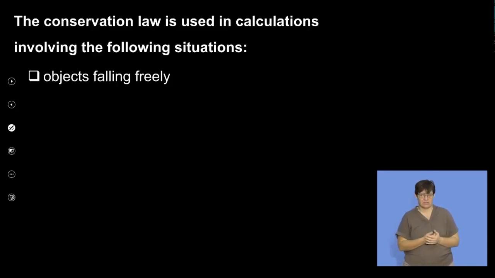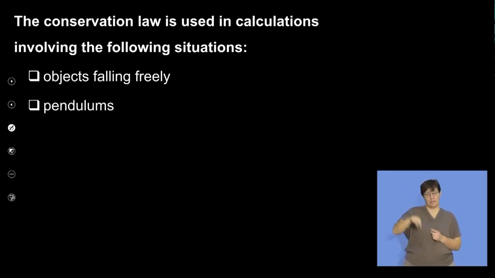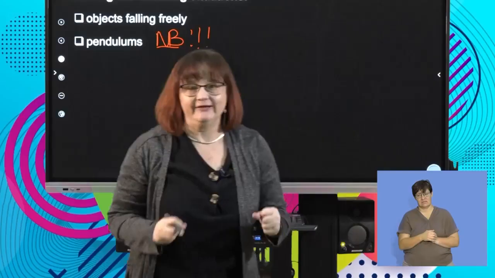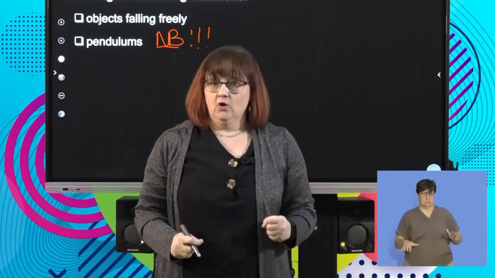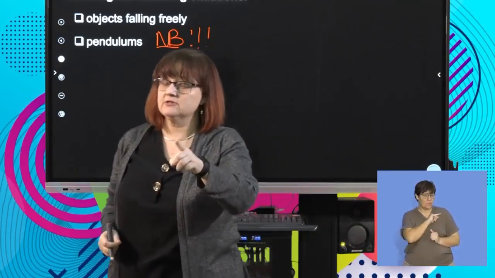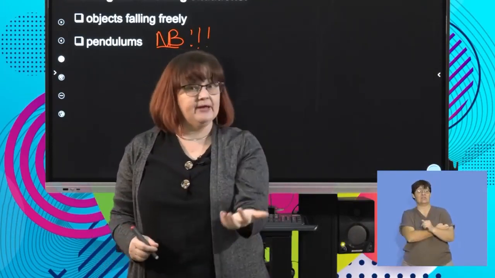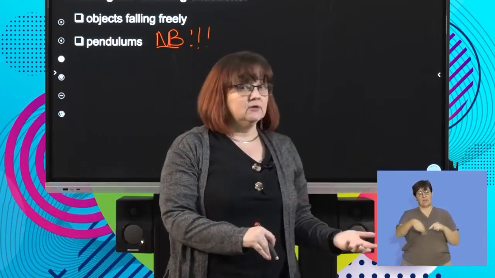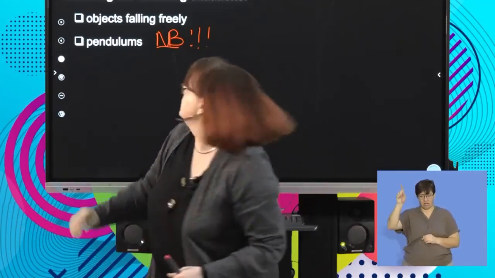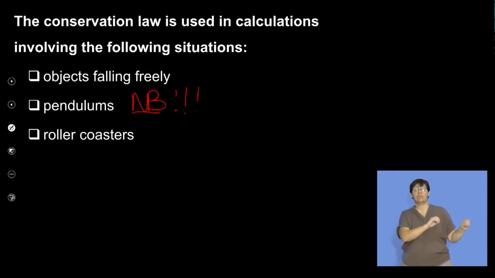When objects are freely falling, so we drop an object, pendulums, big NB, very, very important, okay? Because they're going to catch you out with this, because they're not going to say to you, use energy principles. They're going to give you a pendulum or a roller coaster, and you must know that you can't use equations of motion, which is what my next option was, roller coasters.